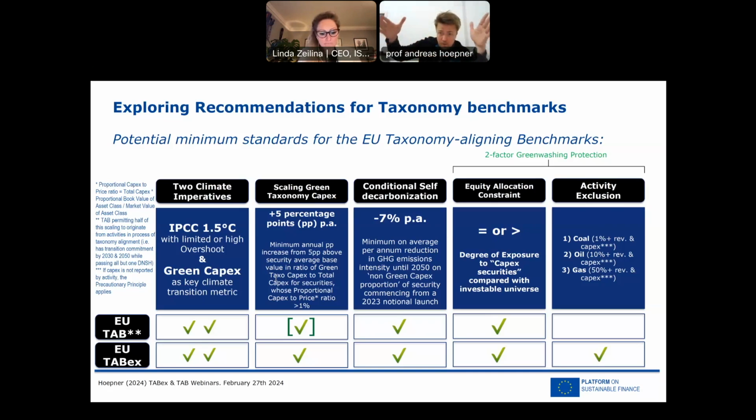Mm-hmm. It's an overall value-weighted benchmark concept. Single securities can either contribute to decarbonization or they can contribute to gradually increasing their green capex 5 percentage points per year. So as said earlier, no one needs to align. Obviously, it's preferable if it were to align.